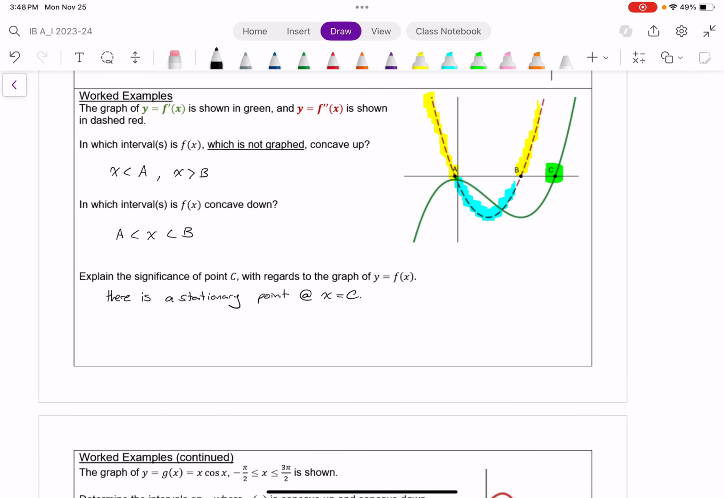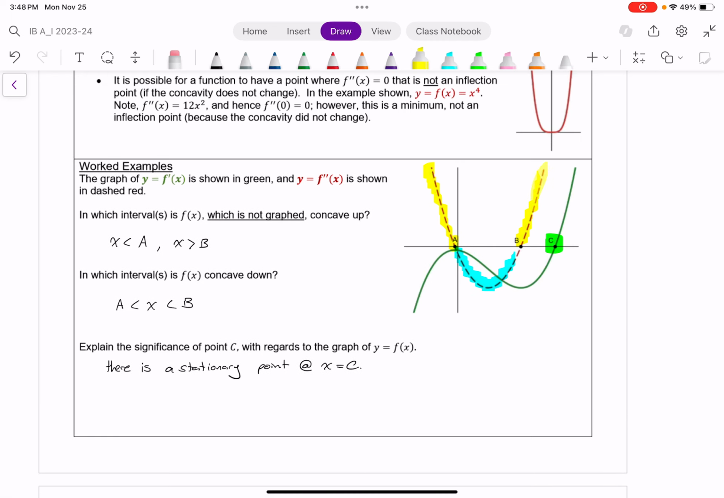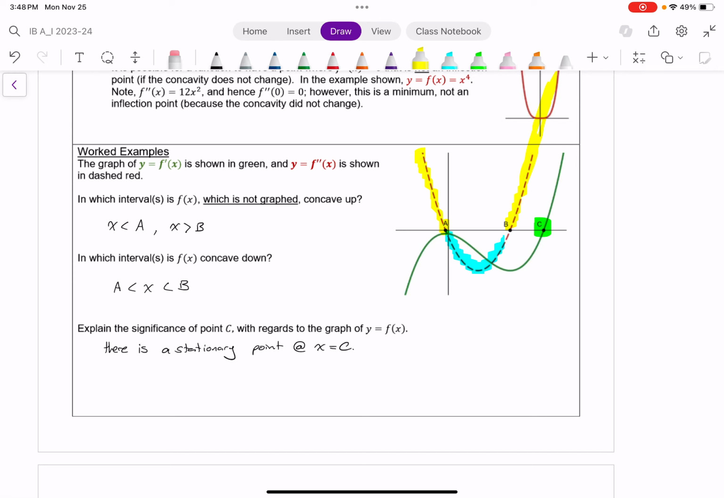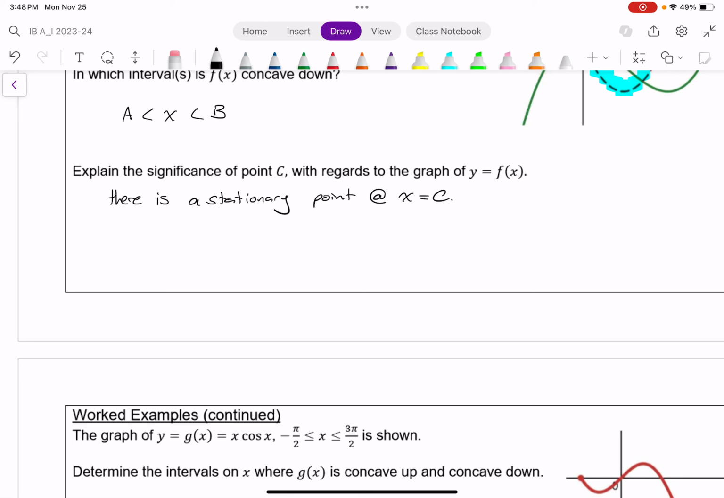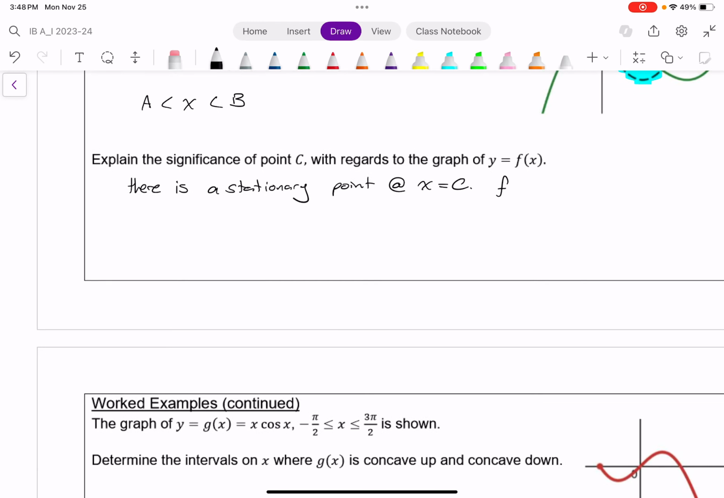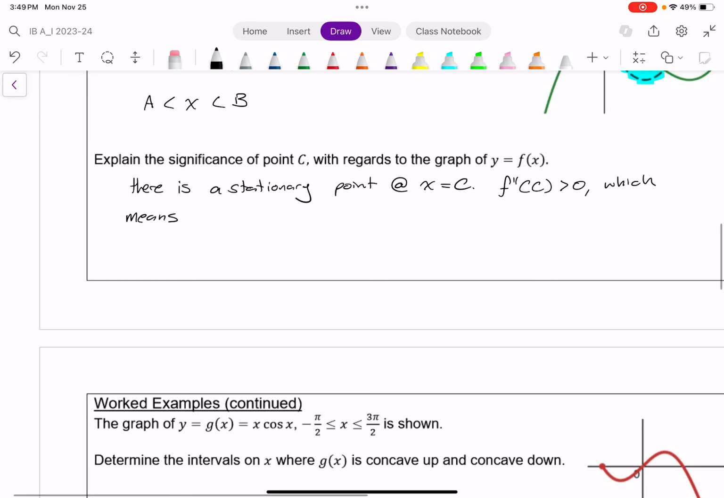There's more I can see because not only is it a stationary point, when x is c, my second derivative is way up here, which is a positive number, which means the stationary point is where my function is concave up. So it's a stationary point when x equals c. I'll say f double prime at c is positive, which means the graph of f of x is concave up when x equals c.